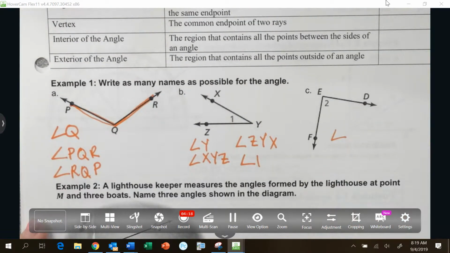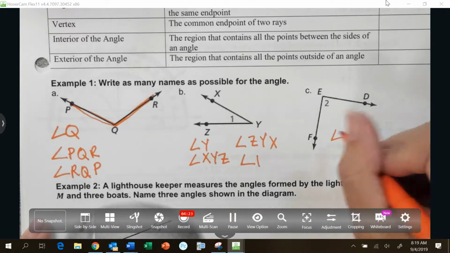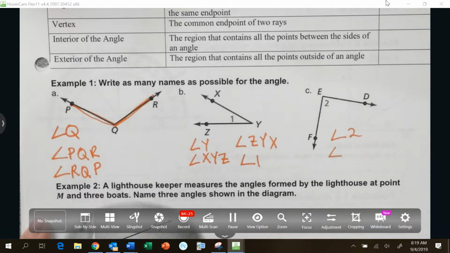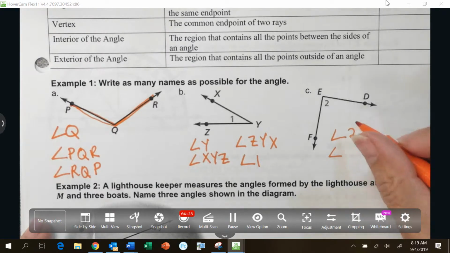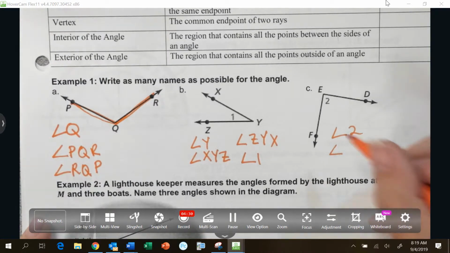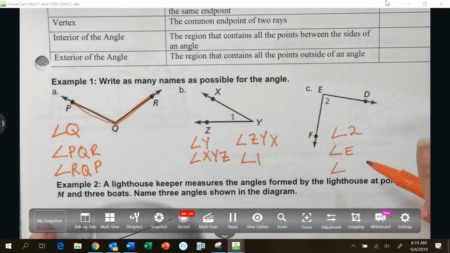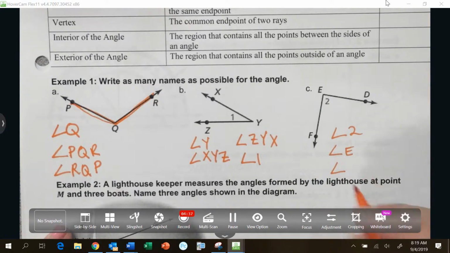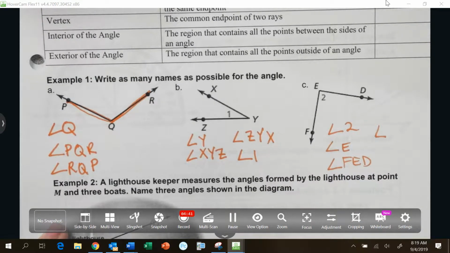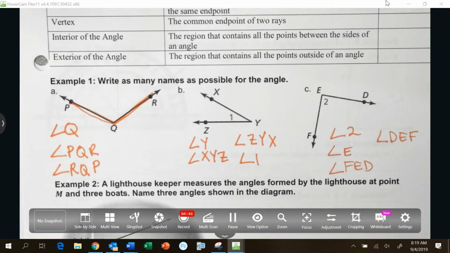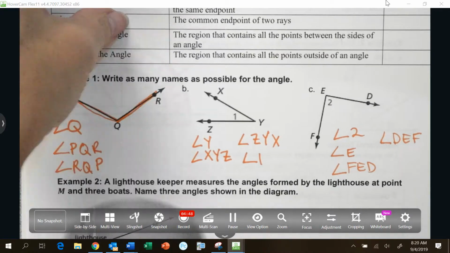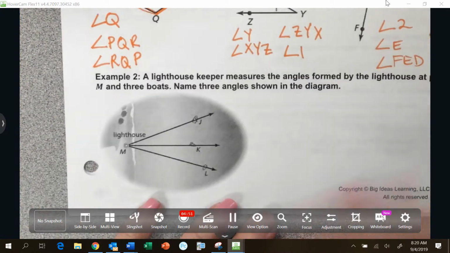Rakaya, can you name question C? Angle 2. Very good. Aaron, can you give me another way? Angle E. All right, you guys took the easy ones. David, can you name it another way? Angle FED. And Denise, can you name it the last way? DEF. Great job.